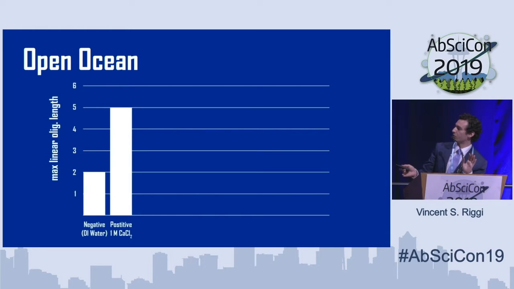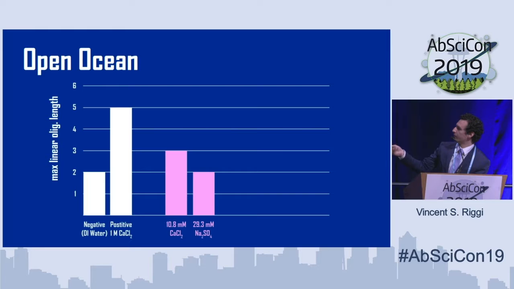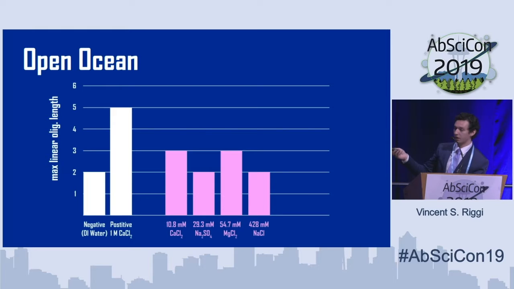We have our controls, our negative and our positive control. So 2 for no catalyst, and with 1 molar calcium chloride, which is what we use as our positive, we get pentamers. And then before we put everything in one pot, let's just make sure we know what each thing does individually. So if we look at calcium, at modern ocean concentrations, we see that we get trimers. Sodium sulfate, we get dimers. Magnesium chloride, trimers. And sodium chloride, dimers.